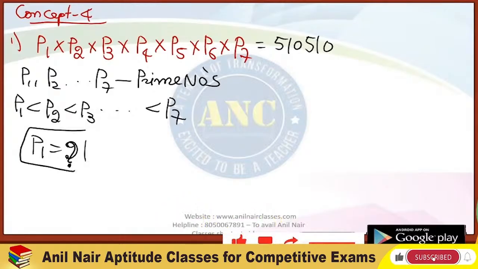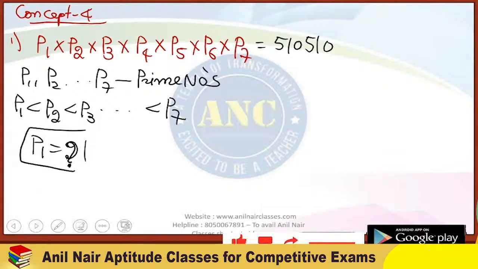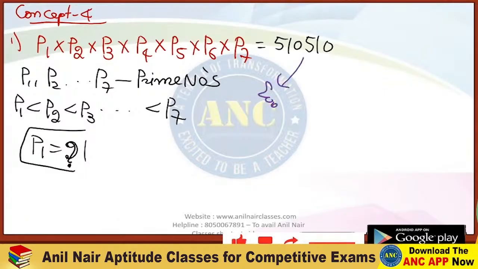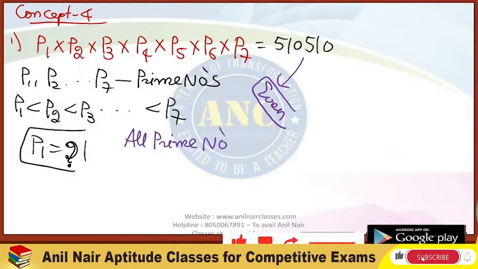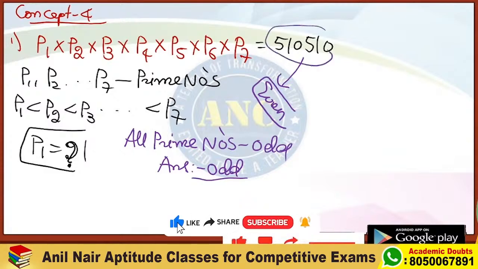We will determine all the values of P1 to P7 so that you will understand the various divisibility rules. Now see here, the product is 510510, an even number. If I take all the prime numbers as odd numbers, odd into odd into odd and so on, the answer will be odd. But in the question it is given as 510510, which is an even number.